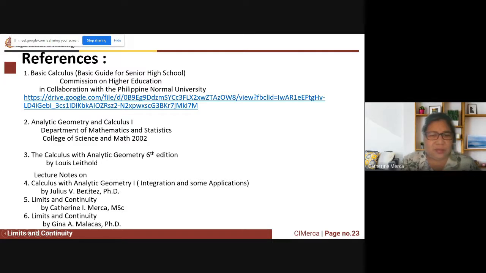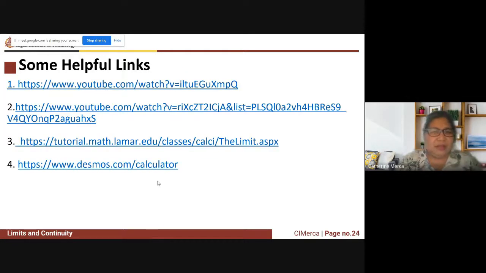Then I also made use of some calculus with analytic geometry notes by Dr. Benitez, my old notes, and also the old notes of Dr. Malacas from last semester. Those are what I used as references. And there are some helpful links here: the YouTube channel with math tutorials, and this online calculator, which I used when I graphed the values of the functions.